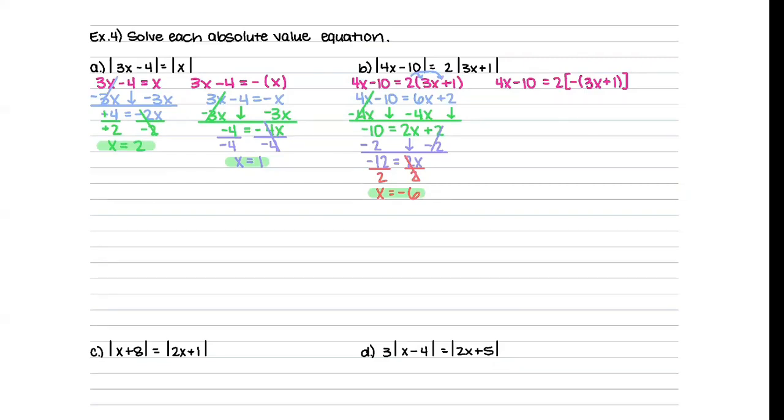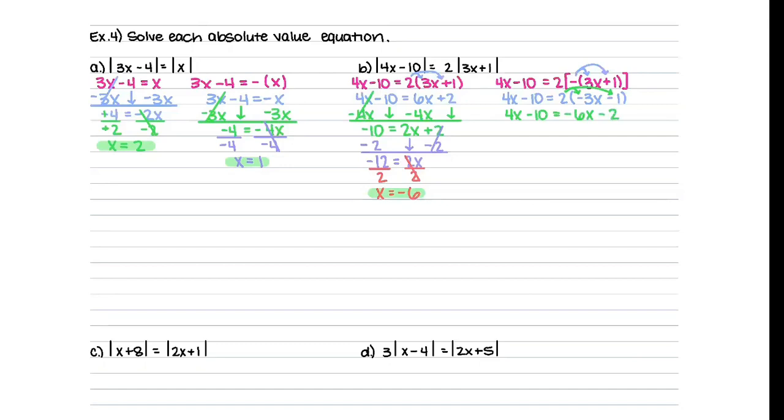For my other equation, the one on the right side, I'm applying a negative. I'm taking the opposite of what's inside those absolute value bars. So I put parentheses around the 3x plus 1, and I distribute a negative into there. This is going to leave me with 4x minus 10 is equal to 2 times negative 3x minus 1. Remember, when we distribute that negative, we're just changing the sign on everything. From here, I distribute the 2 into that set of parentheses. So this is going to give me 4x minus 10 is equal to negative 6x minus 2.